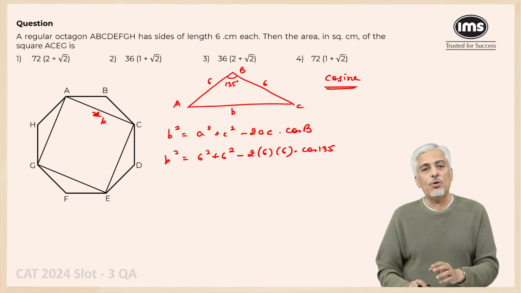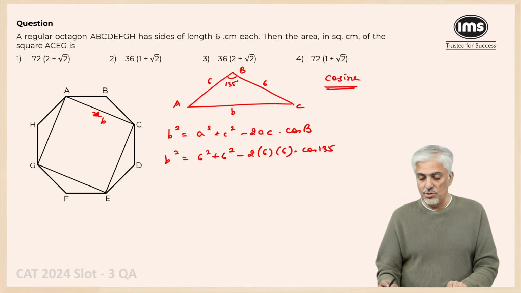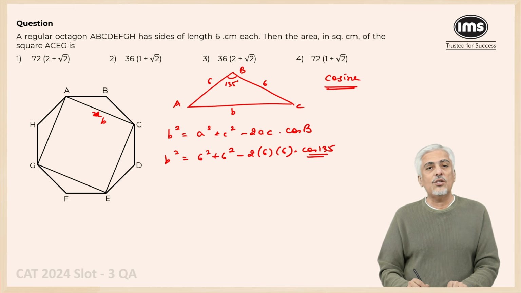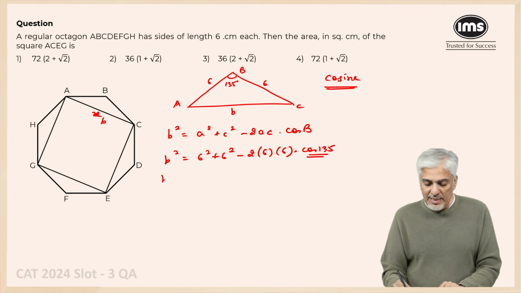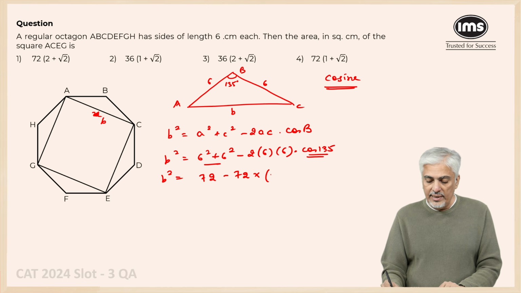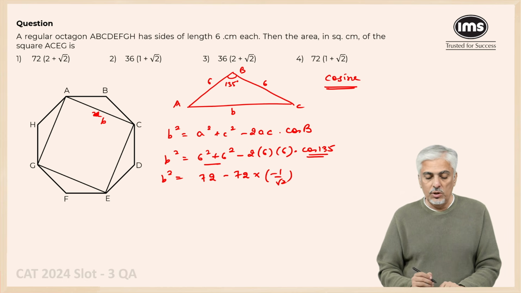Cos 135 is in the second quadrant, and cos in the second quadrant will be negative. So this will be a negative value. And cos 135 will be the same as minus cos 45, which is 1 upon root 2. So you all should know that cos of 90 plus theta is minus sin theta, or cos of 180 minus theta is minus cos theta, and so on. So you'll get b square is equal to 36 plus 36, 72, minus 72 into negative 1 upon root 2. So negative is going to become positive. That is why all the options are with positive.